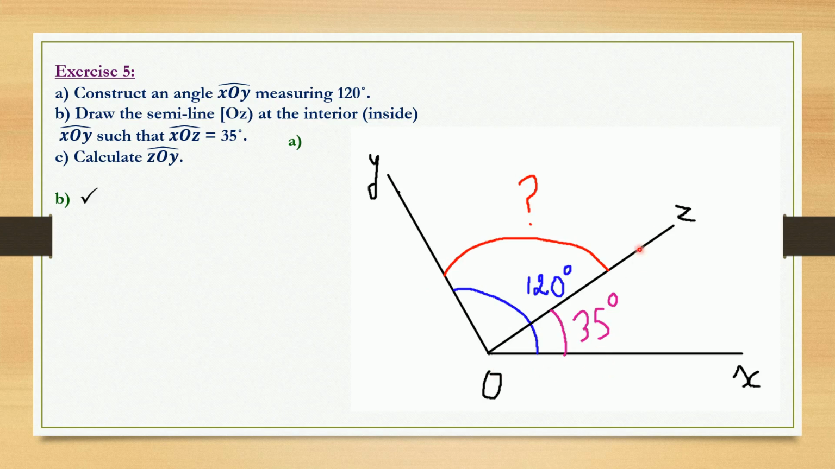If you notice here, ZOY is part of the angle XOY, and to calculate a part, we need, as we mentioned before, to use angle subtraction equation. So from angle XOY, we subtract angle XOZ. So question C, ZOY equals XOY minus XOZ. Now we need to mention the reason, angle subtraction. Now we replace each angle by its measurement, equals 120 degrees minus 35 degrees equals 85 degrees.